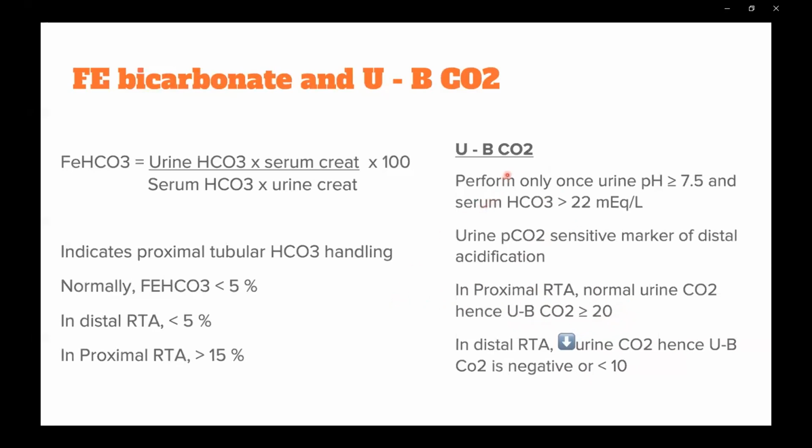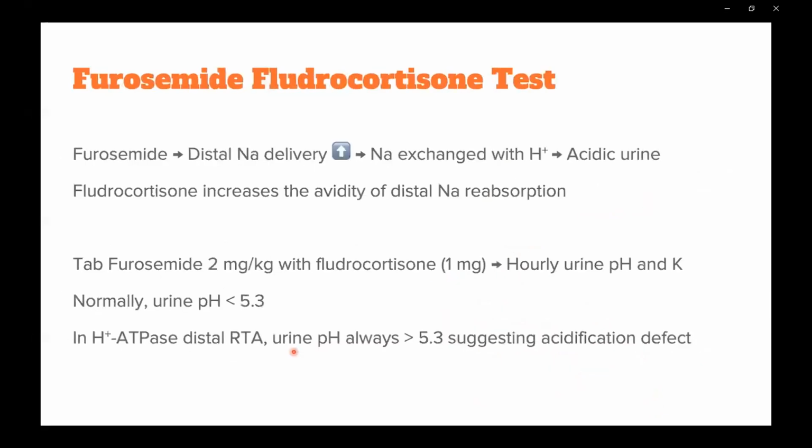Now, the important thing to remember is before performing U minus B CO2, we should really ensure that the urine pH is already more than or equal to 7.5, and the serum bicarb is more than 22. Only once you fulfill these two conditions, then you measure the urine PCO2, and then you find the U minus B difference and calculate and see what is the value. A value which is negative or less than 10 suggests this is distal RTA. Apart from this, the other things which you can look at to differentiate whether it is proximal or distal is other wasting. So there is phosphaturia, there is aminoaciduria, there is glucosuria, there is beta-2 microglobulinuria. All these suggest that it is probably proximal RTA rather than a distal RTA.